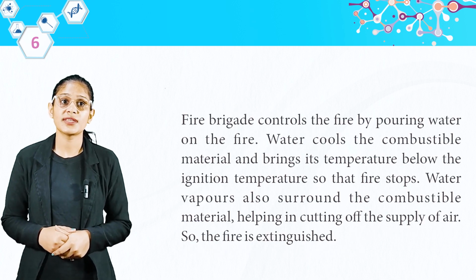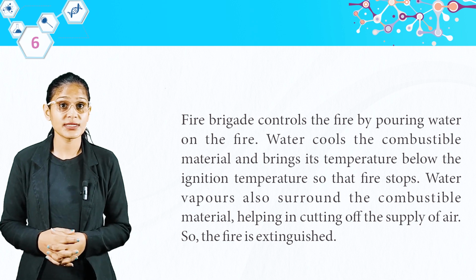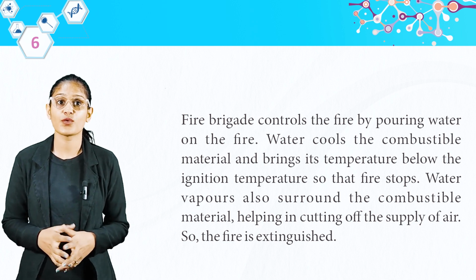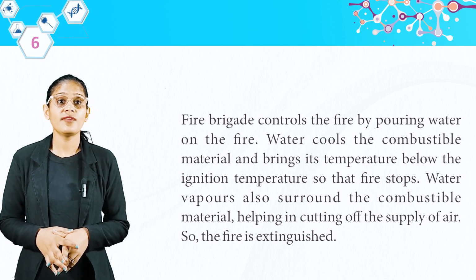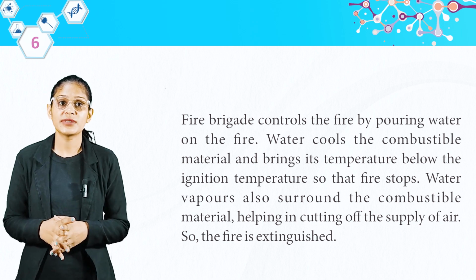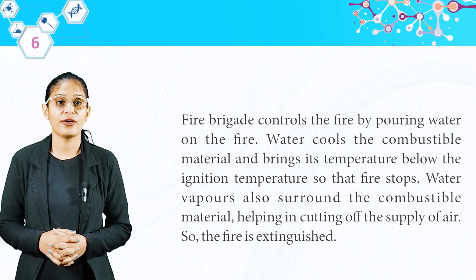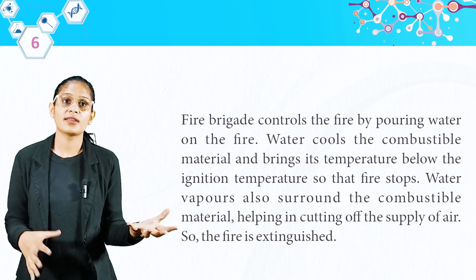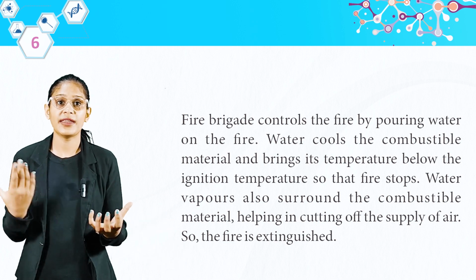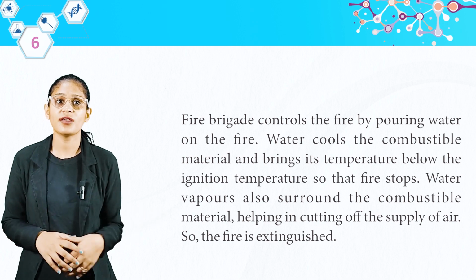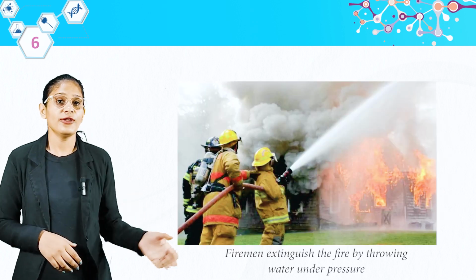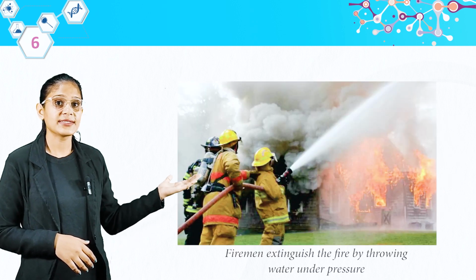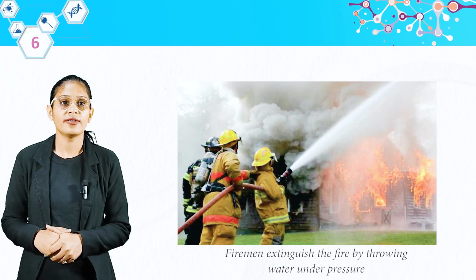Water cools the combustible material and brings its temperature below the ignition temperature so that the fires stop. Water vapors also surround the combustible materials, helping in cutting off the supply of air, so the fire is extinguished. तो स्टूडेंट वो पानी क्या करते हैं, उन पे पोर करते हैं, पानी डाला जाता है. सो दैट्स वाई क्या होता है कि फायर ब्रिगेड फायर को कंट्रोल करते हैं. Look at this picture. Firemen extinguish the fire by throwing water under pressure.